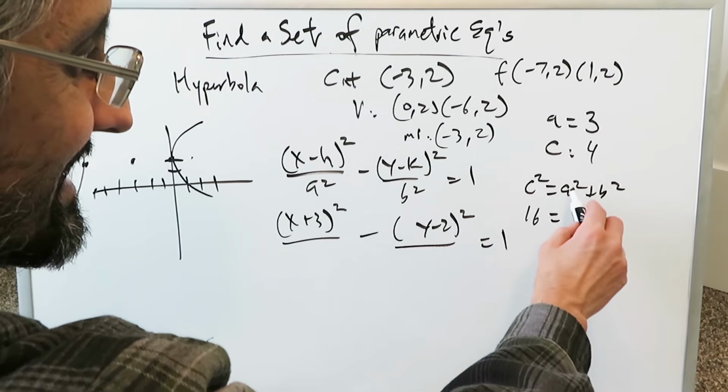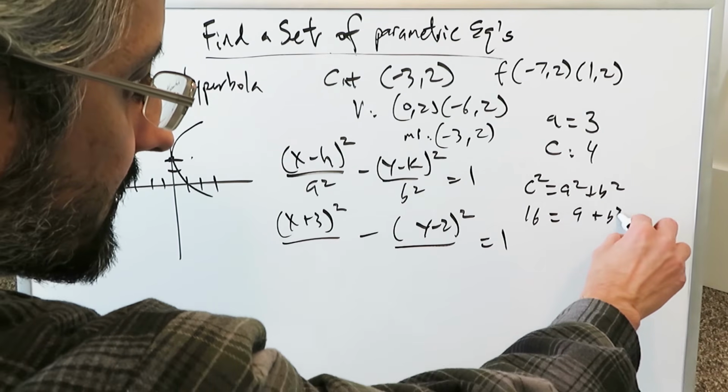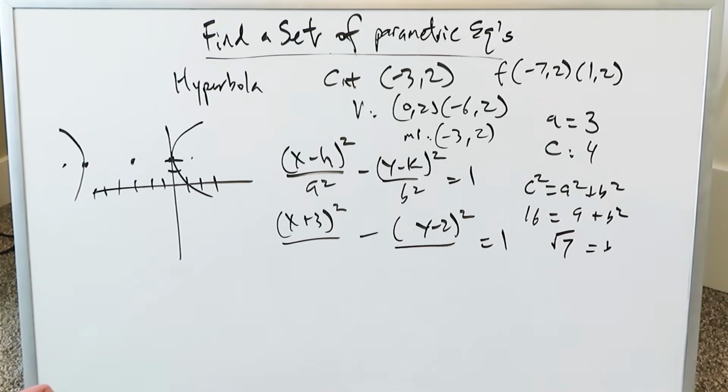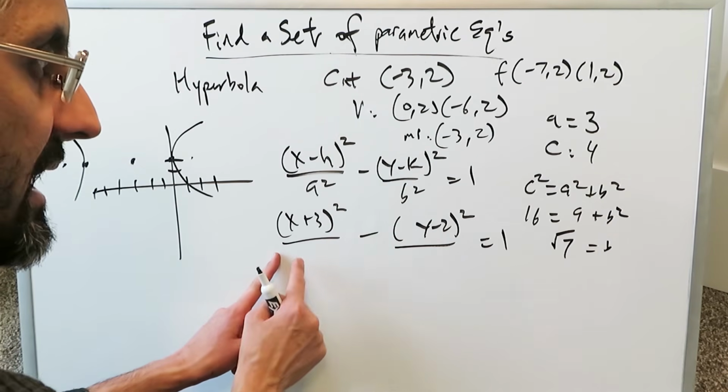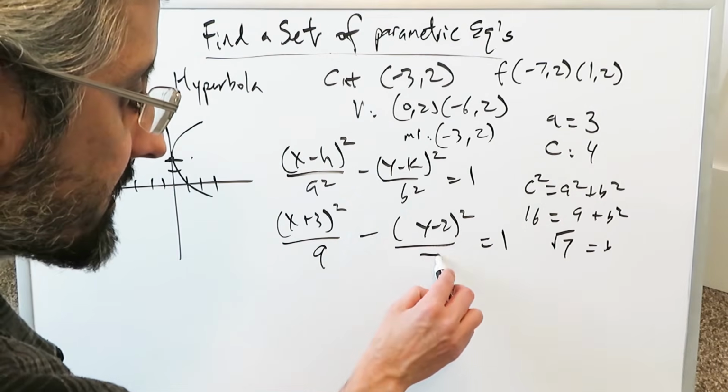You have 16 is equal to a square, which here is 9, plus b square, and then b here is incidentally coming out to be root 7. So it's working out to be the same numbers. Anyhow, let's plug in the values: x plus 3 whole square over a square, which is 9, y minus 2 whole square over b square, which is 7.